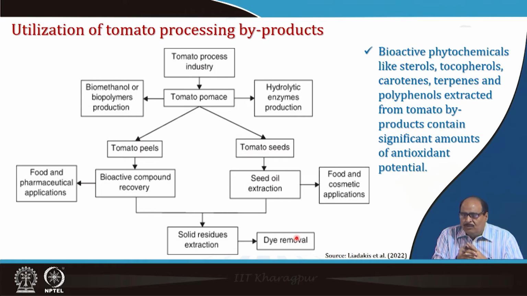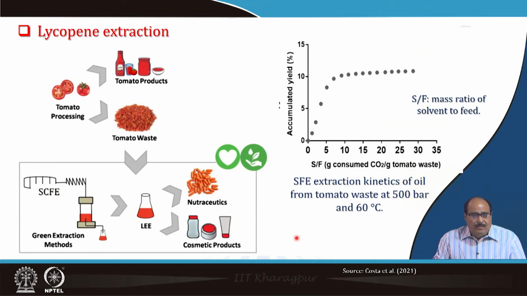In fact, bioactives and phytochemicals like sterols, tocopherols, carotene, terpenes are all present in the tomato byproducts, and they have good antioxidant potential. Lycopene, as I told you, is the major color pigment found in the tomato. After extraction of the juice, the majority of this color is retained in the peel or in the pulp. So, after processing, this tomato waste can be used with supercritical fluid extraction or other such extraction methods.